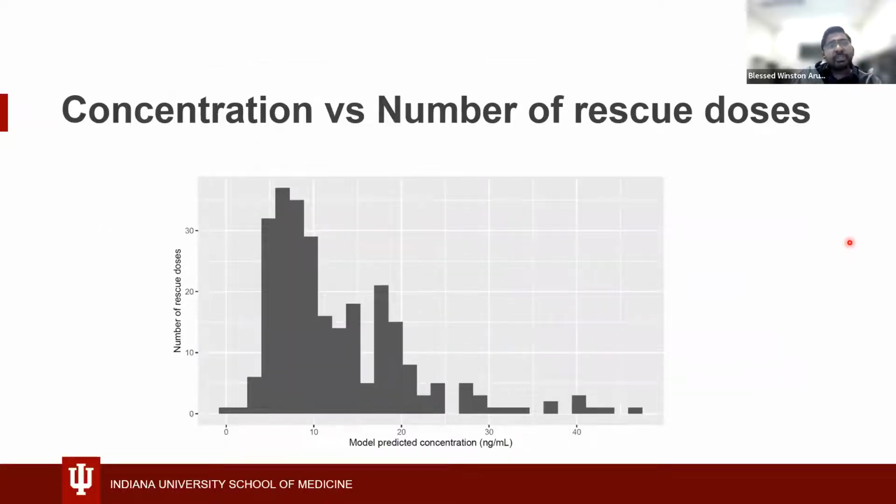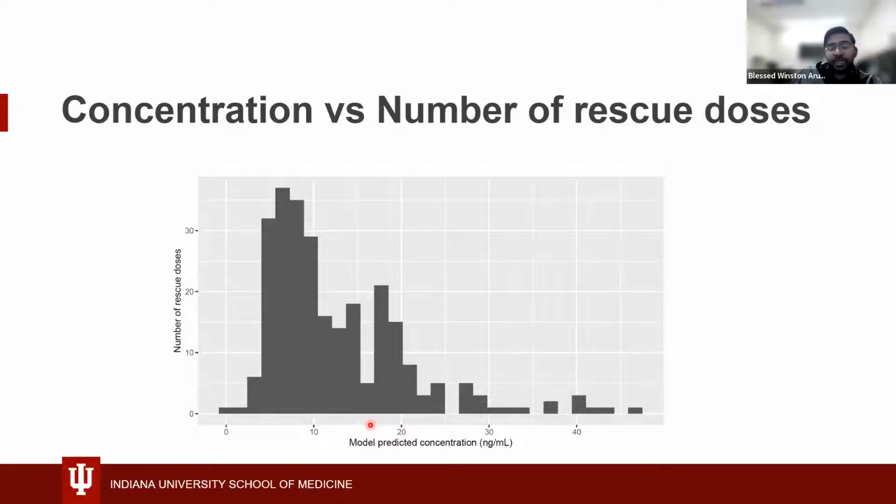One thing which encouraged us to go ahead and try a PD model was this. One of the things we noticed is that with the increase in model predicted concentration, the number of rescue doses required in a patient was reducing. So that was looking as if there's some effect of the concentration on the number of rescue doses required.